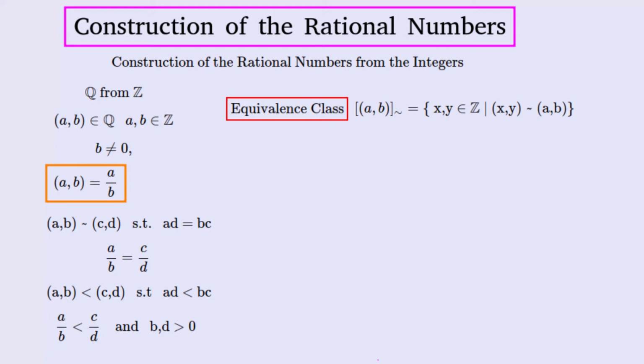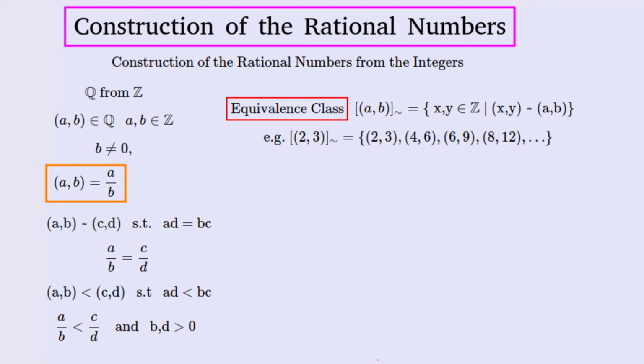So a rational number is equal to this equivalence class, which includes all of the ordered pairs of integers that are equivalent to each other, so that the fractions that they represent are equal to each other. But fractions don't exist yet, but we can use the equivalence relation to say that they would be equal to each other if they were fractions.